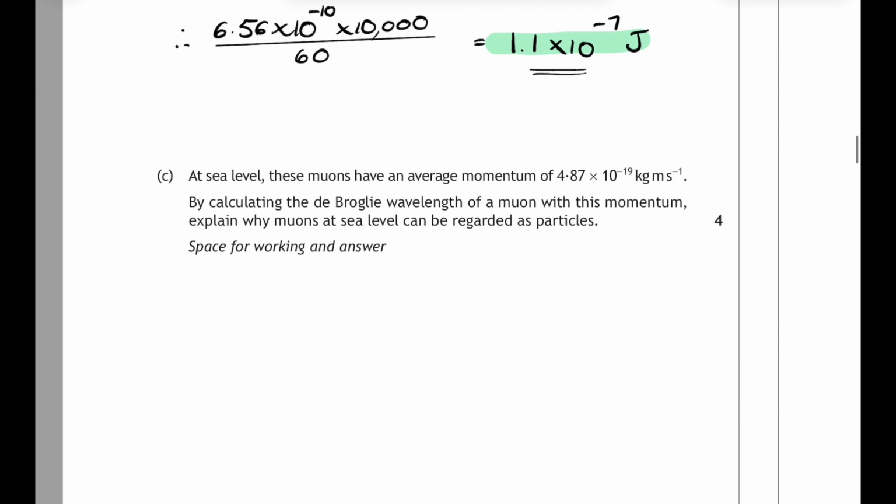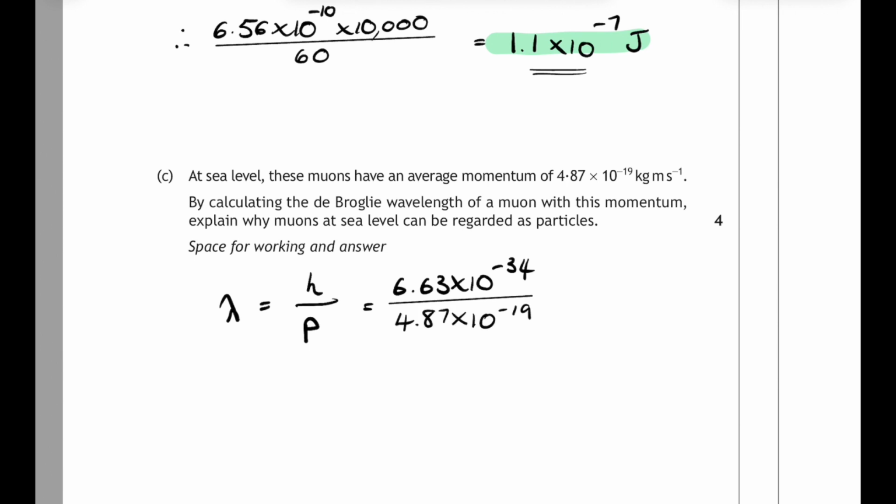Okay, part C. At sea level, these muons have an average momentum of 4.87 times 10 to the minus 19 kilogram meters per second. By calculating the de Broglie wavelength of a muon with this momentum, explain why muons at sea level can be regarded as particles. So if we need to calculate the de Broglie wavelength, that's the relationship we use. That'll be 6.63 times 10 to the minus 34, that's Planck's constant, divided by the momentum, and we're told that's 4.87 times 10 to the minus 19. You do that in your calculator, you'll get 1.36 times 10 to the minus 15 metres.